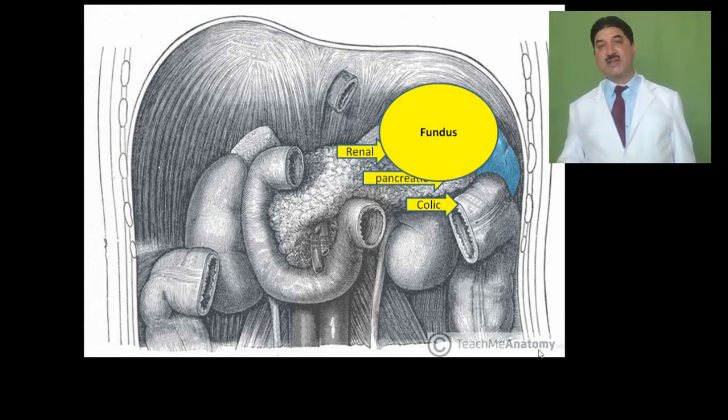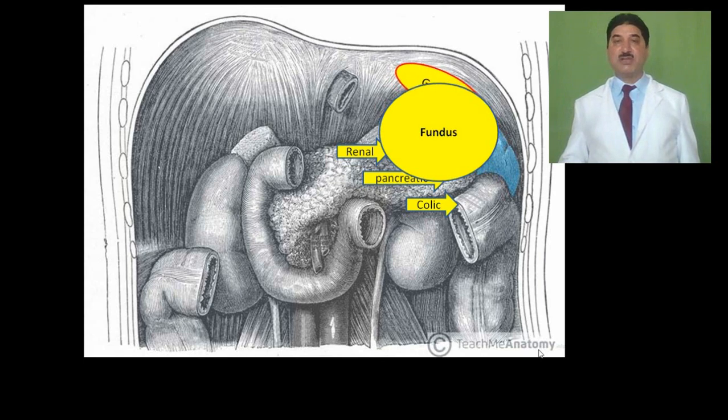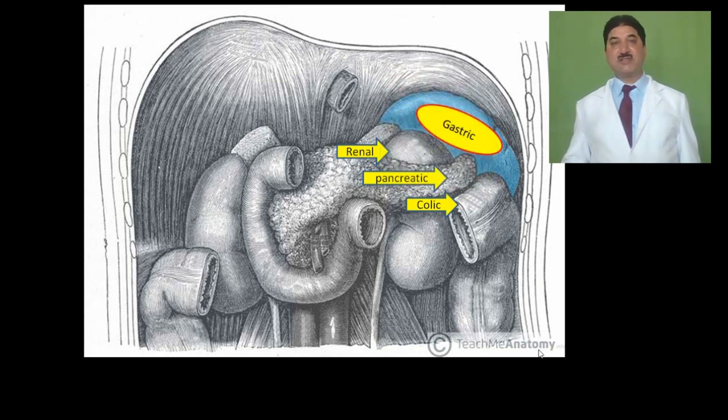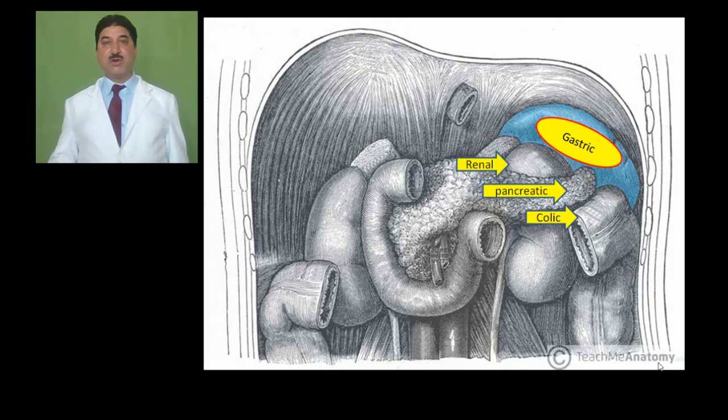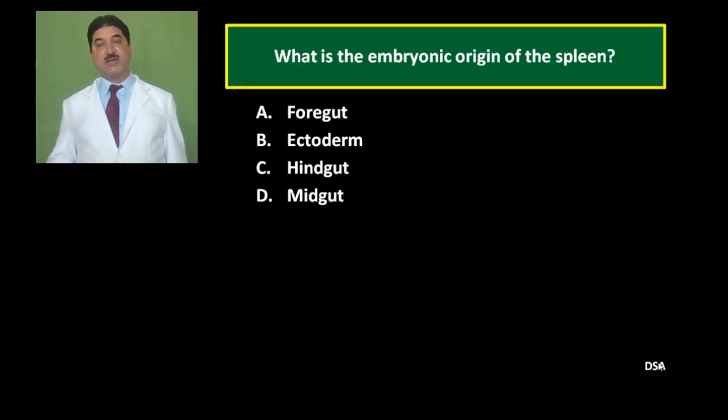If we remove the fundus, we see the gastric impression above the intermediate border of the spleen on its visceral surface. Which is the embryonic origin of spleen? Foregut, ectoderm, hindgut, midgut. Spleen develops in dorsal mesogastrium. So embryonic origin is foregut.